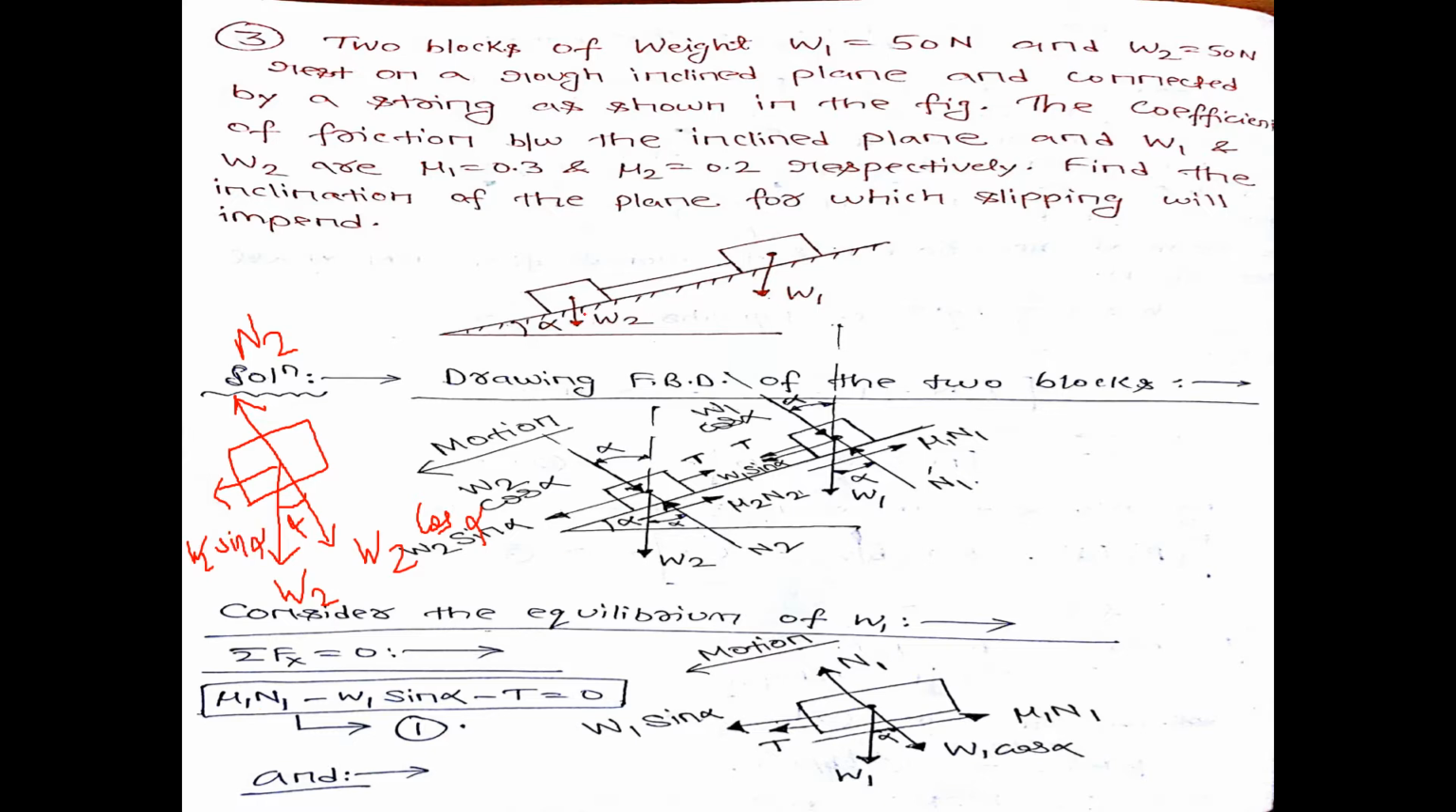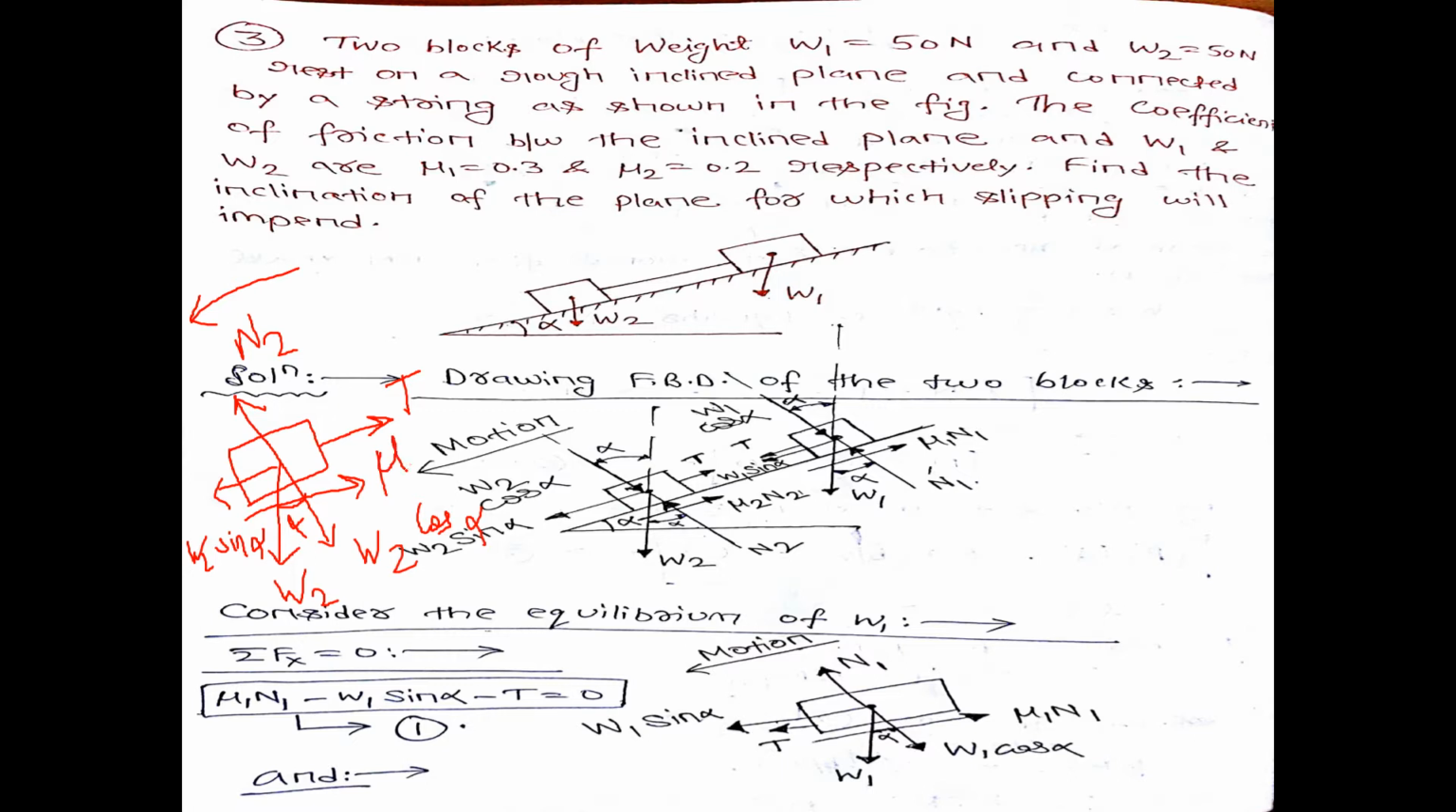Now for the second block, this is the direction of tension present in the string, that is T, and motion of the second block is in this direction. So frictional force between the two contacting surfaces will be in opposite direction. This is the frictional force F.